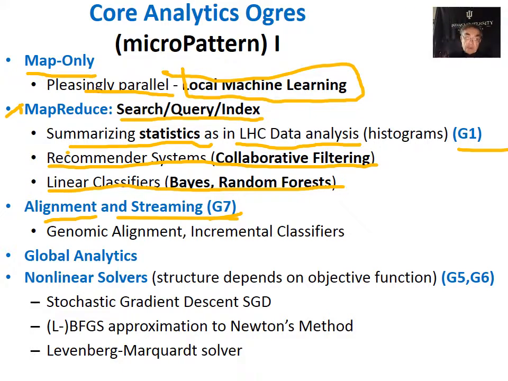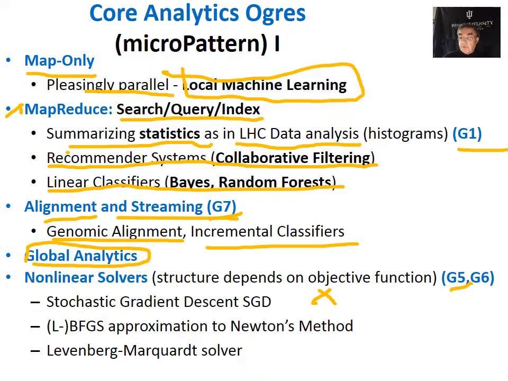because alignment takes one item and compares it with all the others, and typically that one item is streamed in. We have BLAST for genomic alignment and various classification algorithms which are incremental. Then we have the global analytics, which we can look at from many different points of view, the source of the analytics.